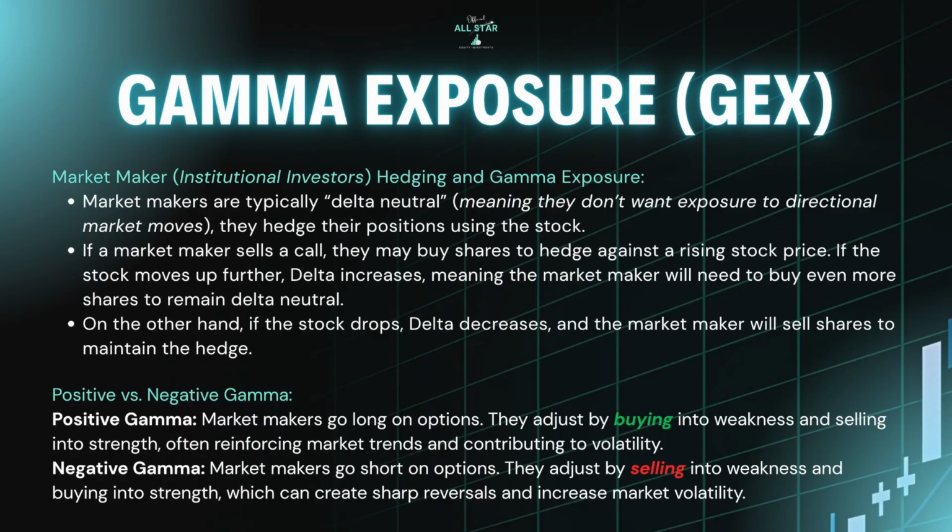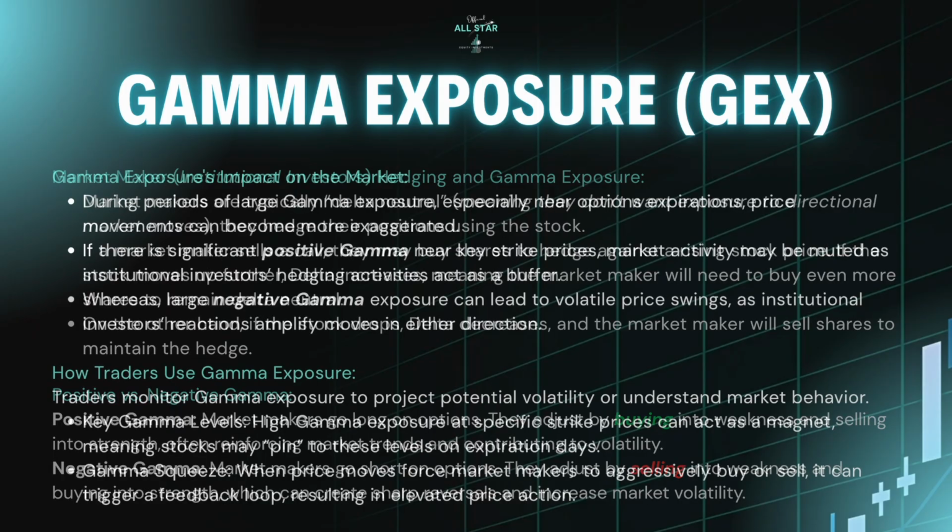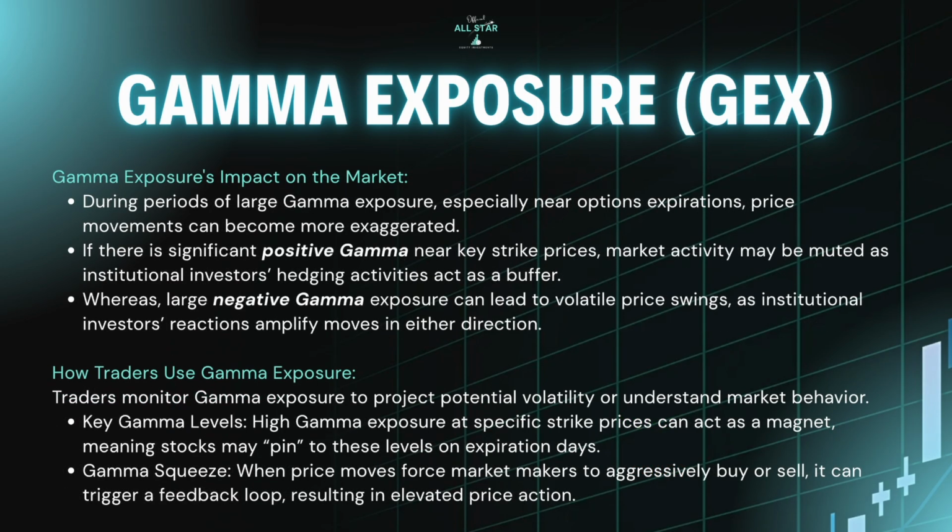Now, this dynamic between delta hedging and gamma exposure is a key factor behind setting price moves of volatility zones and identifying gamma walls, especially around key strike prices and during options expiration weeks, so just keep that in the forefront. So let's talk more about this in a little bit more detail. Okay, how gamma exposure shapes price action.